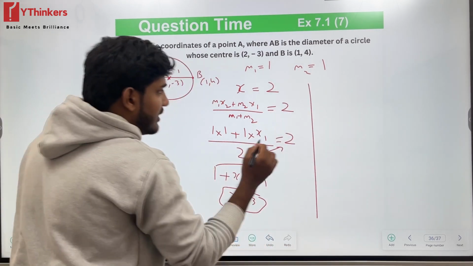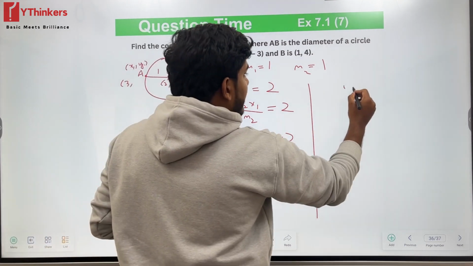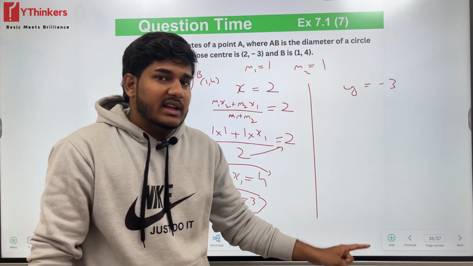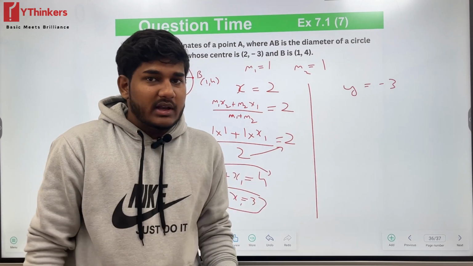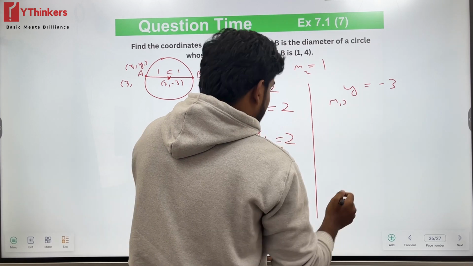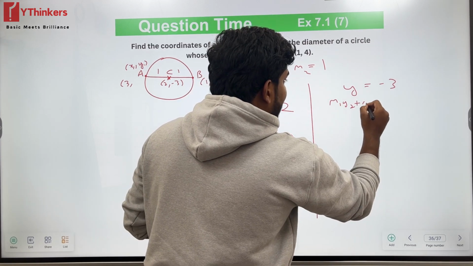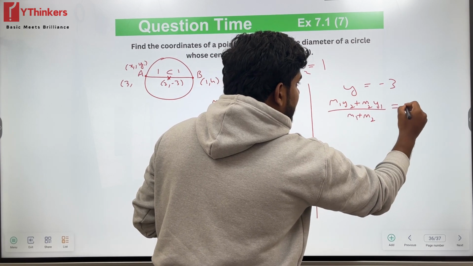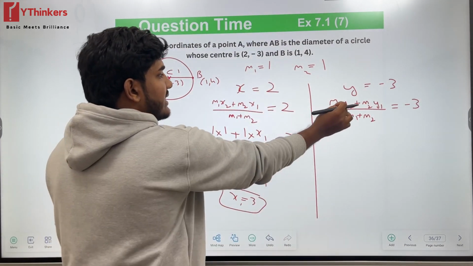How do I find out y value? सिंपल, c का y वैल्यू क्या है, -3. Okay, how did I get that -3? By applying section formula ही तो मुझे मिला होगा ना वो -3. What is the section formula? m1 y2 plus m2 y1 divided by m1 plus m2 is equal to -3. Very good. What is m1?